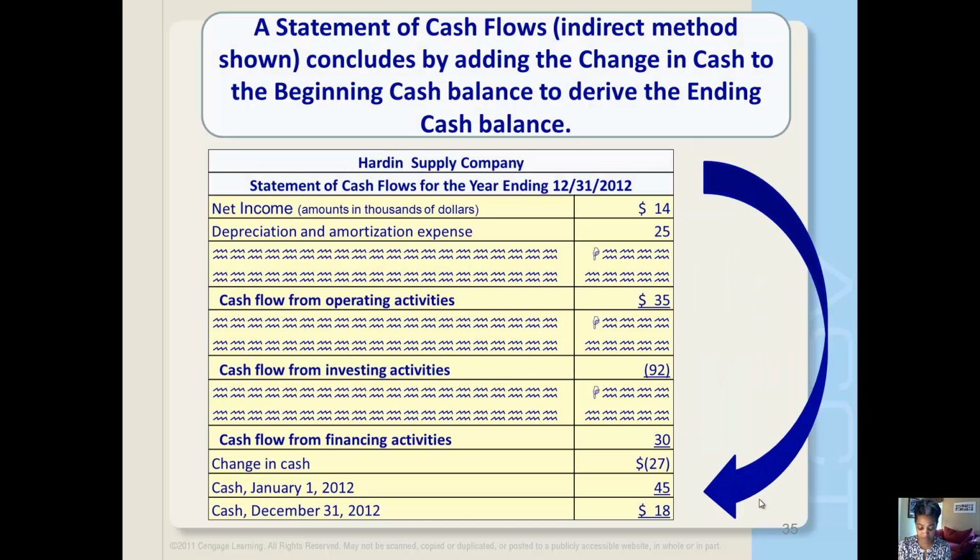So here's a model statement of cash flows using the indirect method. Remember, we talked about the direct and the indirect method for computing cash flows from operations. So notice after the three cash flow activity sections, the statement concludes by adding the change in cash to the beginning cash balance to derive the ending cash balance. So you can kind of think of this as a reconciliation of cash. So our change in cash was $27, or a decrease of $27. We add that to the beginning cash and we get the ending cash.